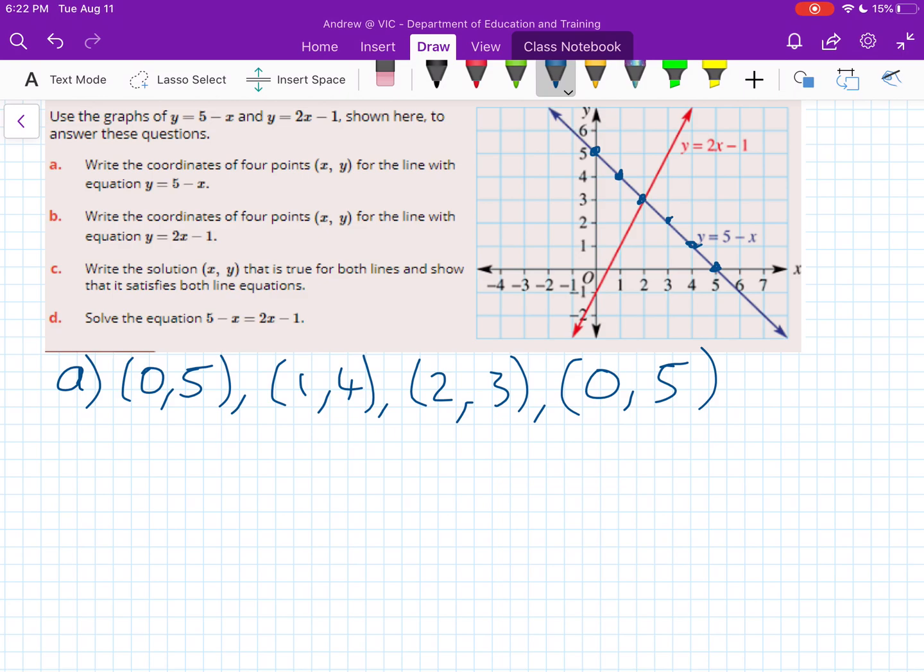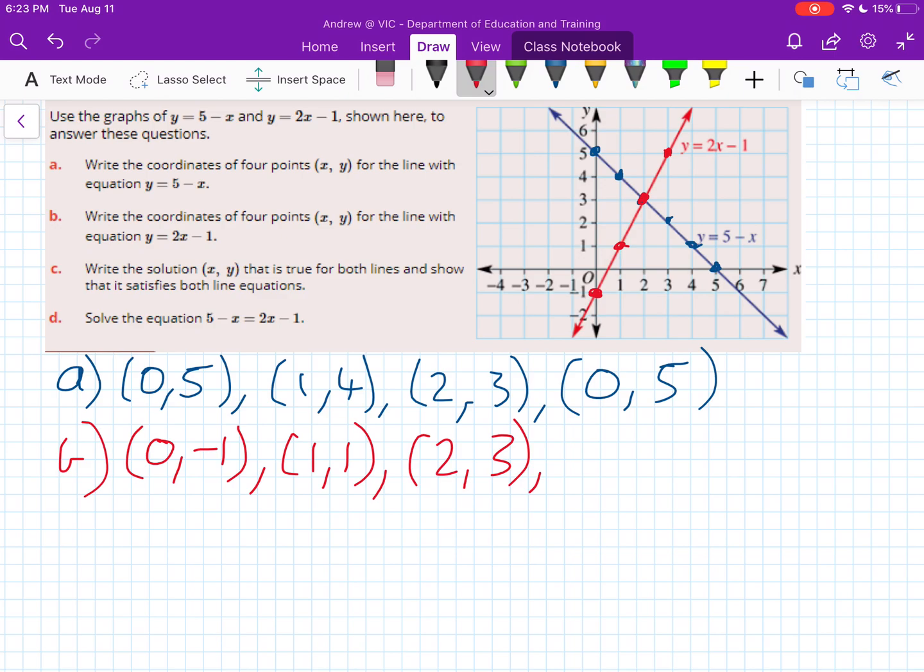So we'll go into the other line and look at some points here. Yet again, this one's a little bit harder just because they're not as definitive, so I'm just going to get the exact ones that go through certain points here. So for B, we've got to pick out a few of these points, and starting from left to right, we've got (0, -1), we have (1, 1), we have (2, 3), and then we have (3, 5) up the top. So there's 4 points there.